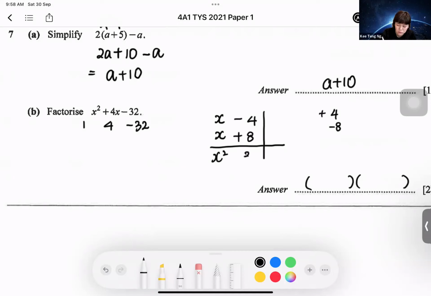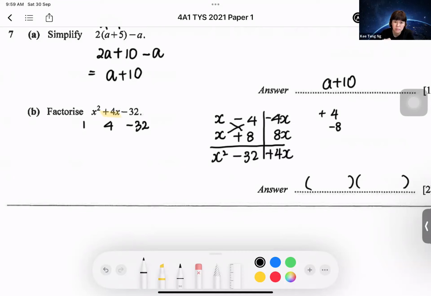4 times 8 gives you the number 32. x times 4 gives you 4x with negative. 8 times x gives you 8x with a positive x. My question here was a positive 4x, so this will be a positive. 8 minus 4 will give you positive 4. Then my sign will be correct.